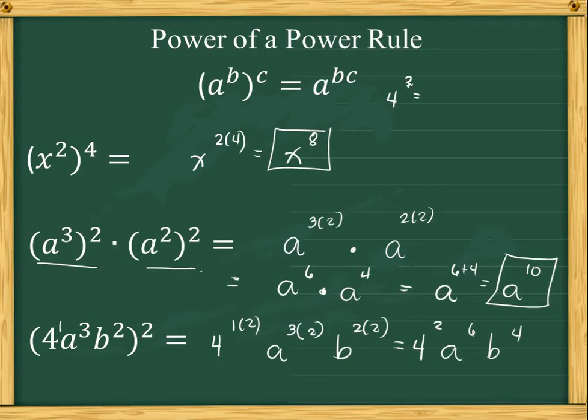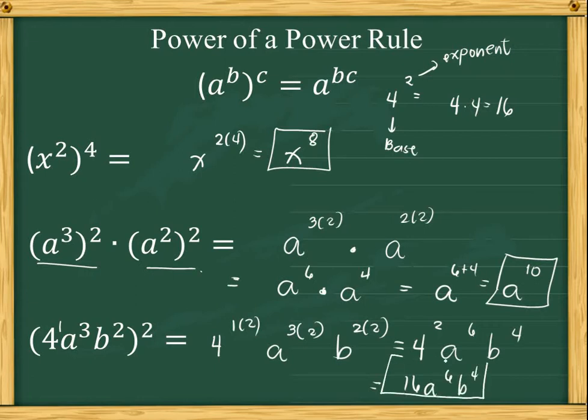Si 4 squared ba nakasimplified na? Of course not. So, paano natin siya isi-simplify? Balik tayo dun sa una kong sinabi. So, we have here the base, and we have 2 as the exponent. Sa exponent, sinasabi niya kung ilang beses i-multiply ni base ang sarili niya. Your base is 4, your exponent is 2. So, ilang beses i-multiply ni base ang sarili niya? 2. So, 4 times 4 is 16. So, we have here 16, A raised to the 6th power, B raised to the 4th power is the final answer.